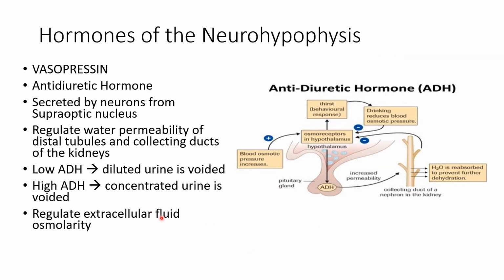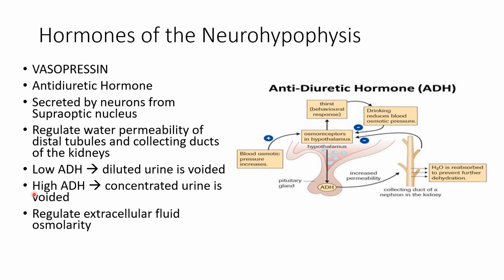The second hormone of your neurohypophysis or posterior pituitary is your vasopressin. Vasopressin is otherwise known as your antidiuretic hormone. It is secreted by your supraoptic nucleus. It helps to regulate water permeability of the distal tubules and collecting ducts of your nephron, the functional unit of your kidney.